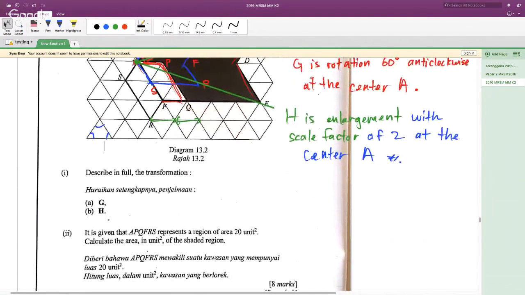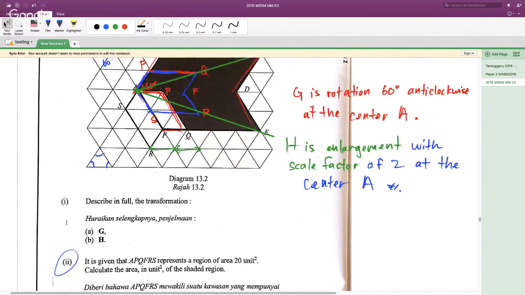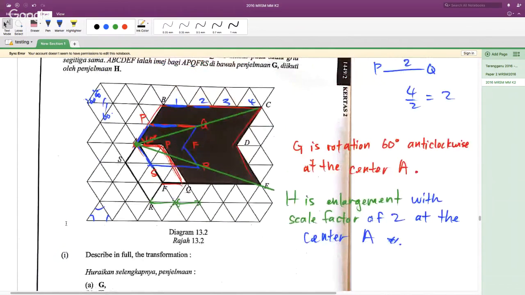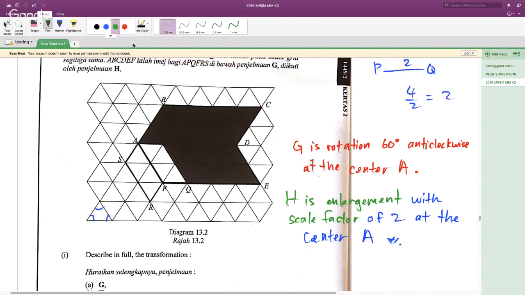Okay, we still have one last part. Basically, they say APQRS, which is the smallest one, is 20 units square. Find the area of the shaded region. I never saw a transformation question can be this hard. So you should know the 20 cm square is for the whole area here. If 20 is the whole thing, half of it will be 10 and 10 here. So basically here is 10 only.